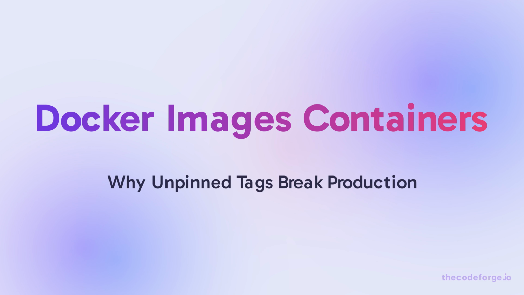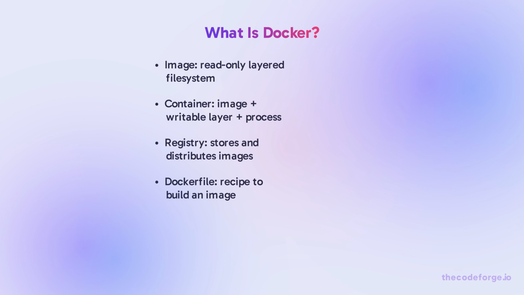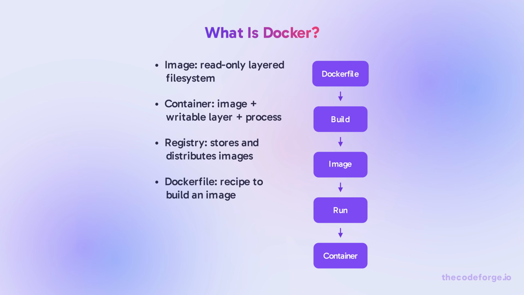Here's exactly why. Before we dig into that production issue, let's cover Docker images and containers. A Docker image is like a recipe card. It describes exactly what ingredients and steps are needed to produce a dish. A container is the actual dish made from that recipe. Images are immutable. Containers add a thin, writable layer on top.